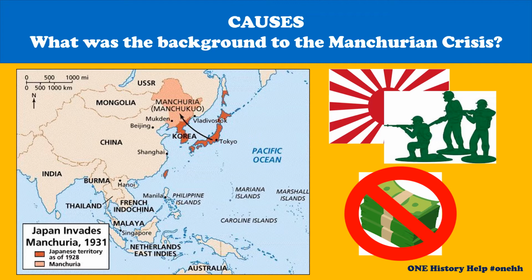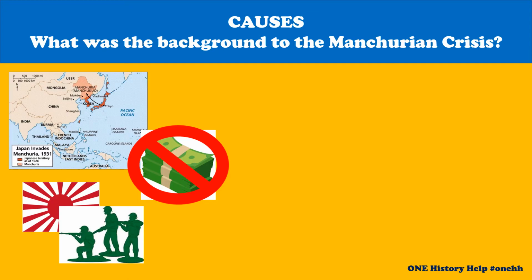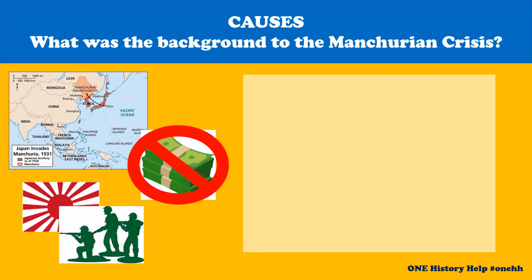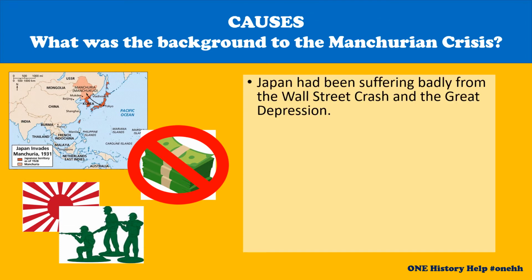Before we get into Japan actually invading Manchuria itself, we're going to look through the background in a bit more detail. As I mentioned, the early 1930s was a really difficult time for Japan, because of how badly they were suffering from the consequences of the Wall Street crash of the 29th of October 1929 and the Great Depression. Japan is not alone in its sufferings; it is an international problem. Pretty much every country in the world was suffering from these problems.